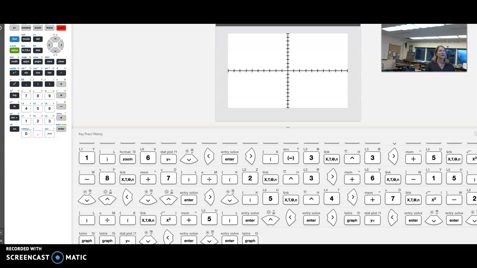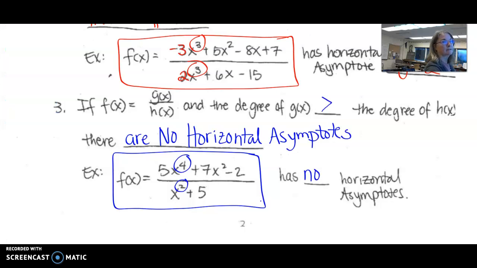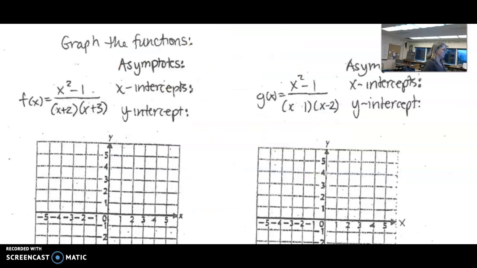So if we look at this graph, you can see on either side it's not approaching a single number. It looks like it's going up forever. So there are no horizontal asymptotes for that.